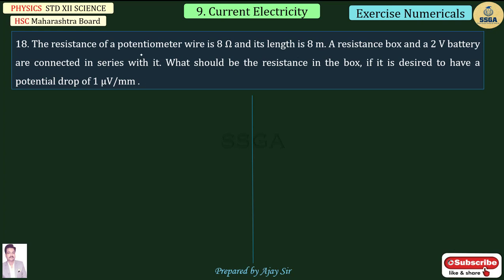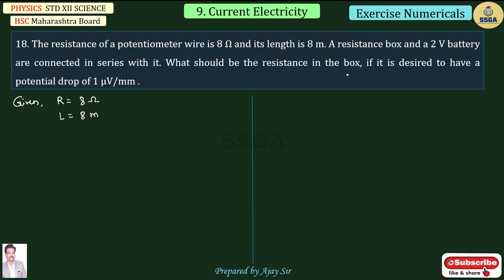So in this case, again, a potentiometer wire of length 8 meter is given, and the resistance of that wire is 8 ohm. So first write the given things. The resistance of the wire is 8 ohm. The length of the wire, capital L, is 8 meter. The resistance box and the 2 volt battery are connected in series with it.